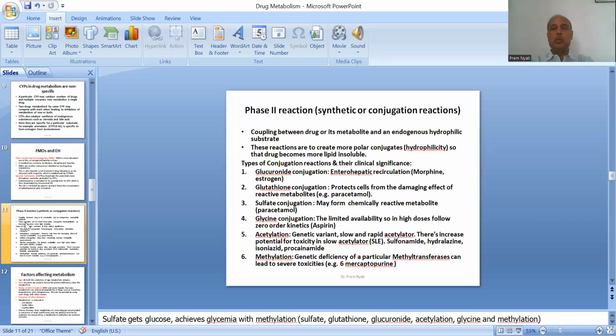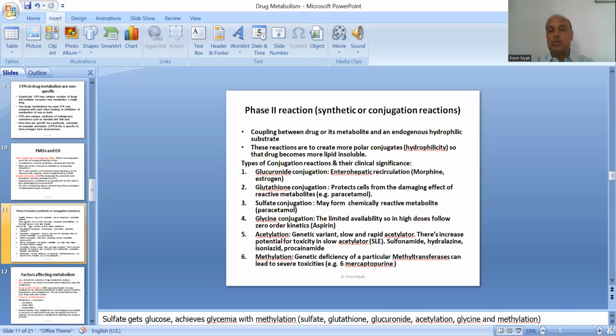Then there are phase 2 reactions, which are also known as synthetic or conjugation reactions. Coupling between drug or its metabolite and an endogenous hydrophilic substrate. This is the synthetic reactions. These reactions are to create more polar conjugates by enhancing the hydrophilicity. So drug becomes more lipid insoluble, more water soluble.